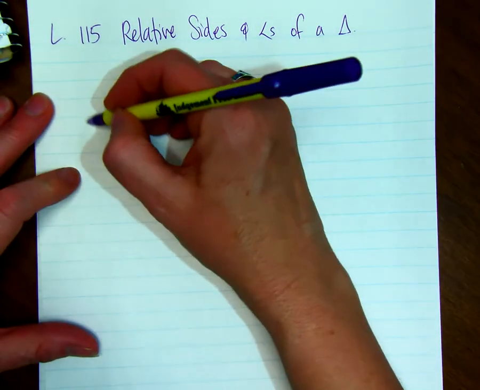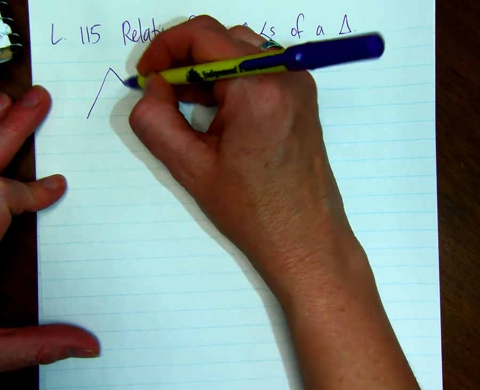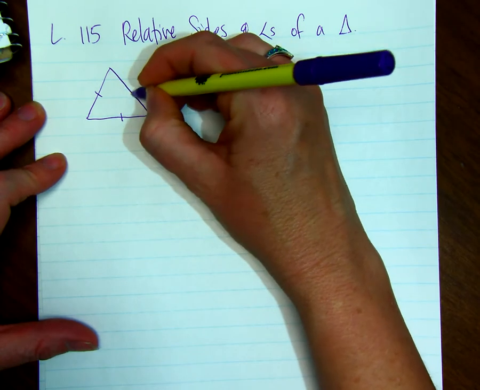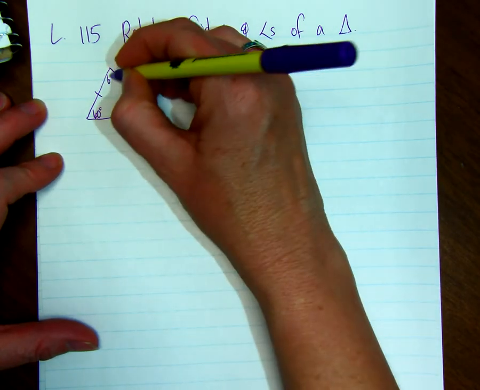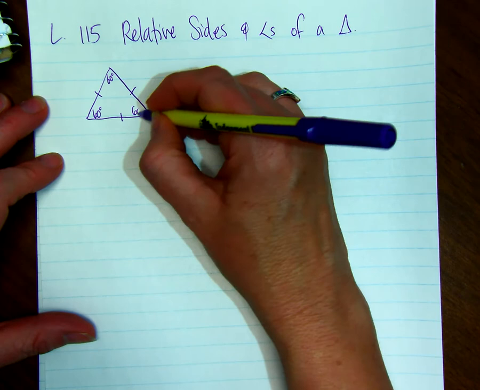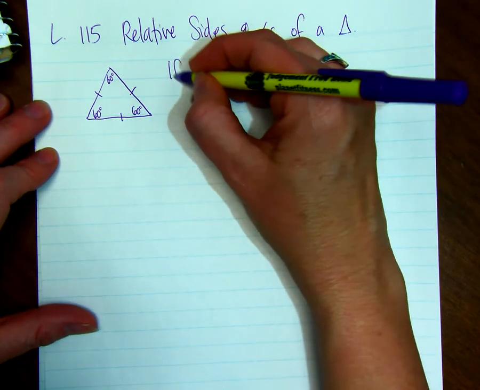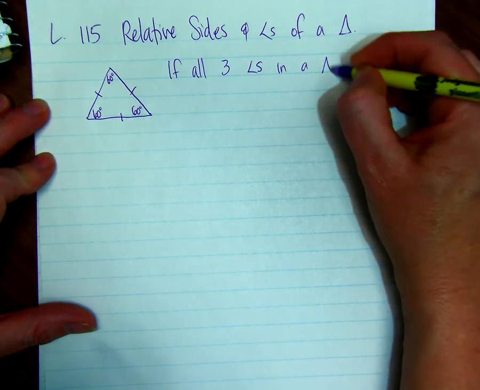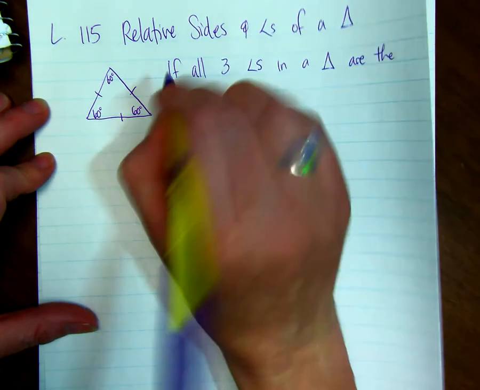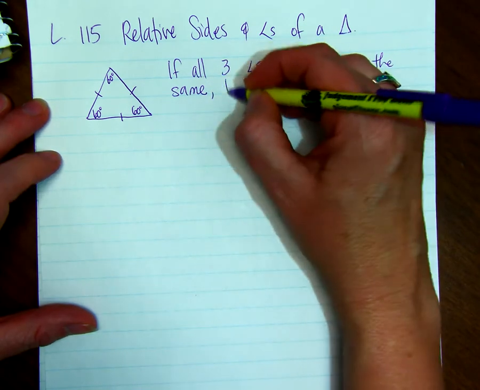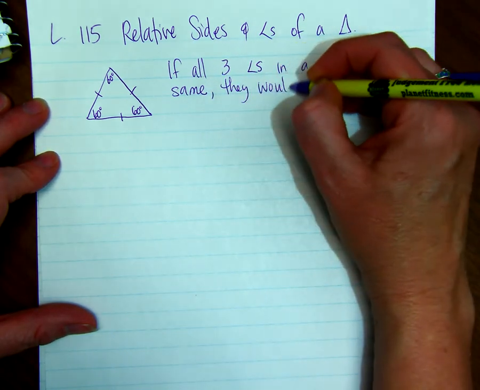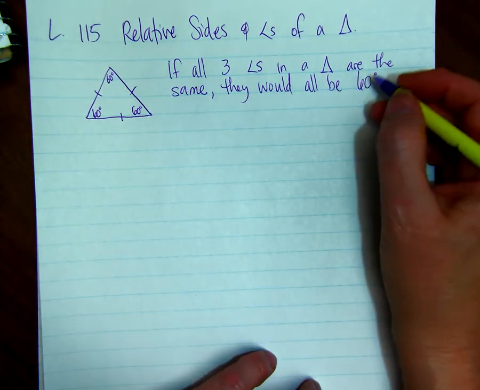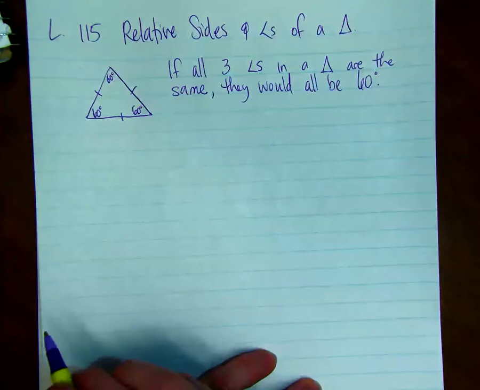First, we're just going to look at an equilateral triangle. So all three sides are the same. All three angles are 60 degrees. So if all three angles in a triangle are the same, they would all be 60 degrees. 180 divided by 3 is 60 degrees.